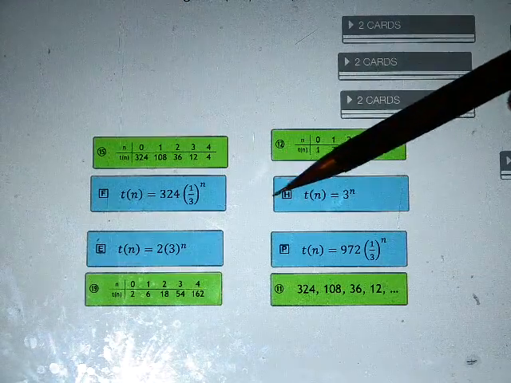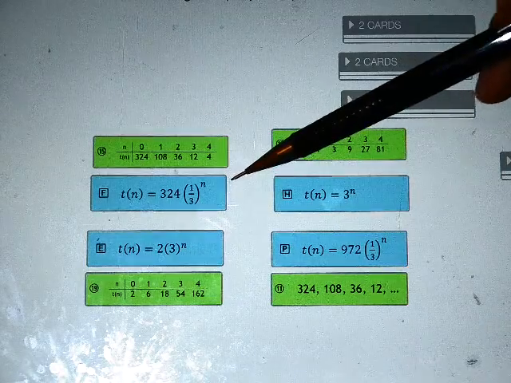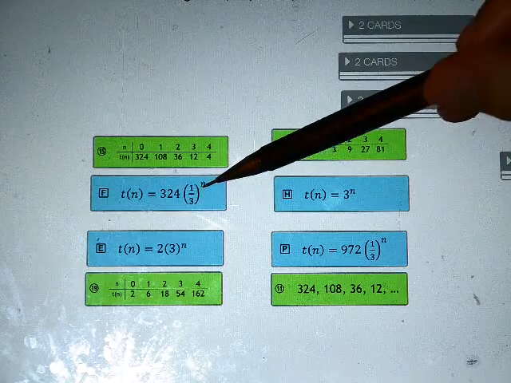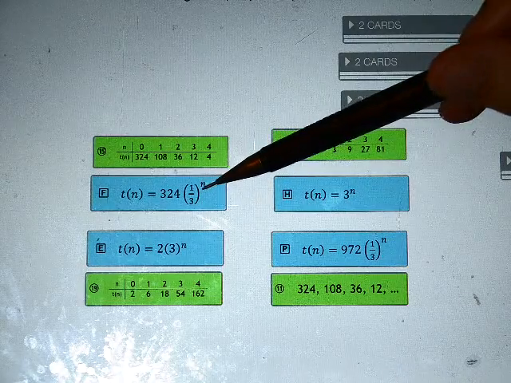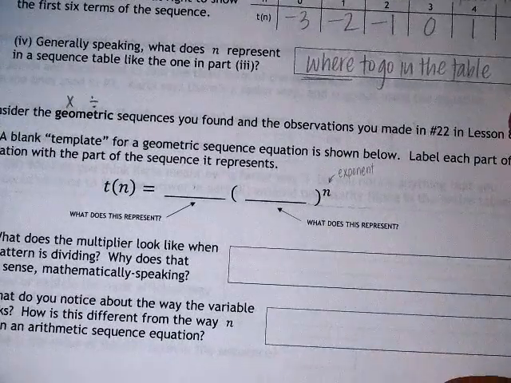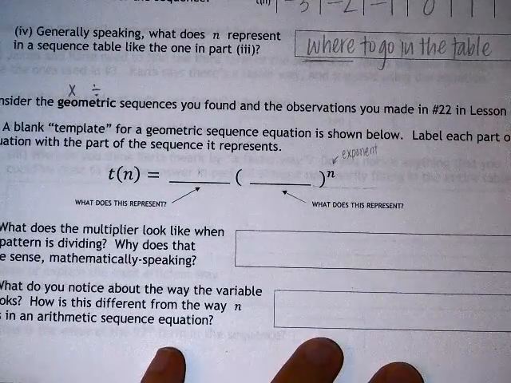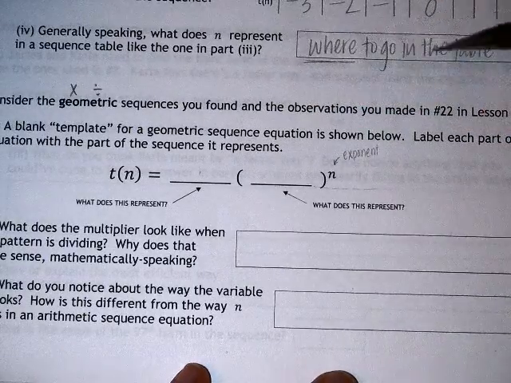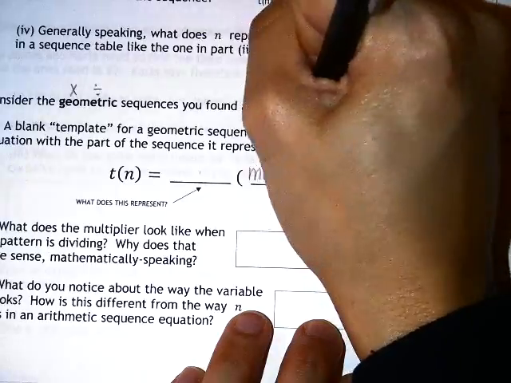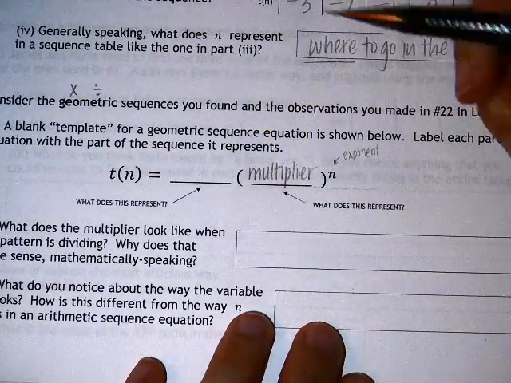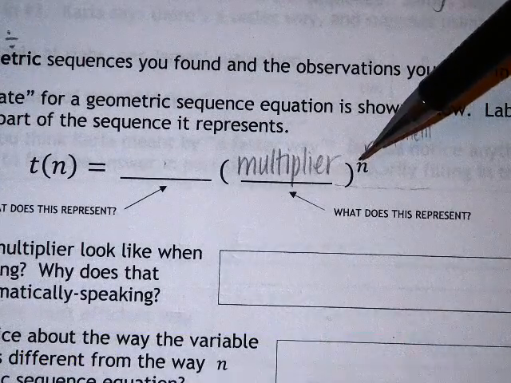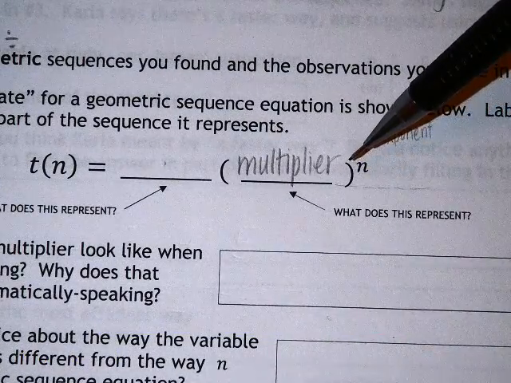So now it seems that we've made a really important observation. Now it seems that we can conclude with certainty that the number inside the parentheses, the number attached to the n, is the number that we're multiplying by. Since in an arithmetic sequence we called the name adder to describe what we're adding by, we're going to say that the thing you're multiplying by is called a multiplier. So the number inside the parentheses, or the number that is attached to the variable n, is called the multiplier.